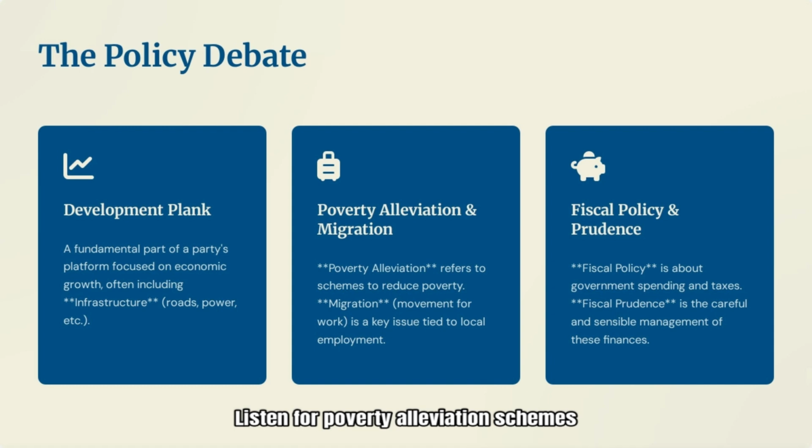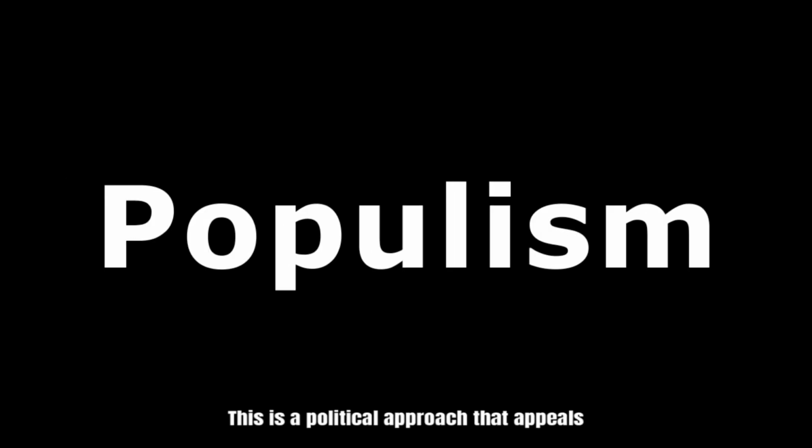Listen for poverty alleviation schemes and the development plank, the core theme of economic growth. The party's financial promises relate to fiscal policy. Are these promises sustainable without sacrificing fiscal prudence? An intense term like populism: this is a political approach that appeals directly to ordinary people, often disregarding the established elite.